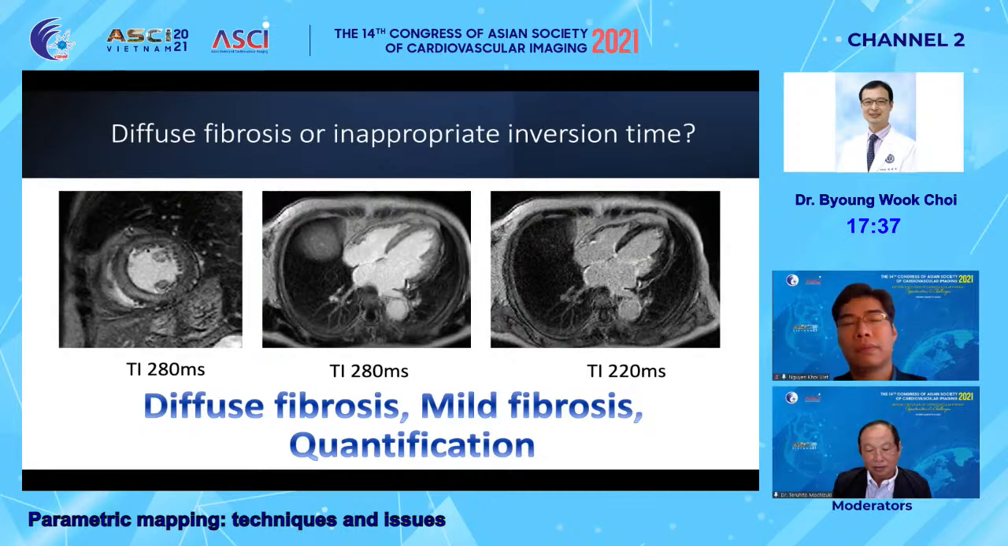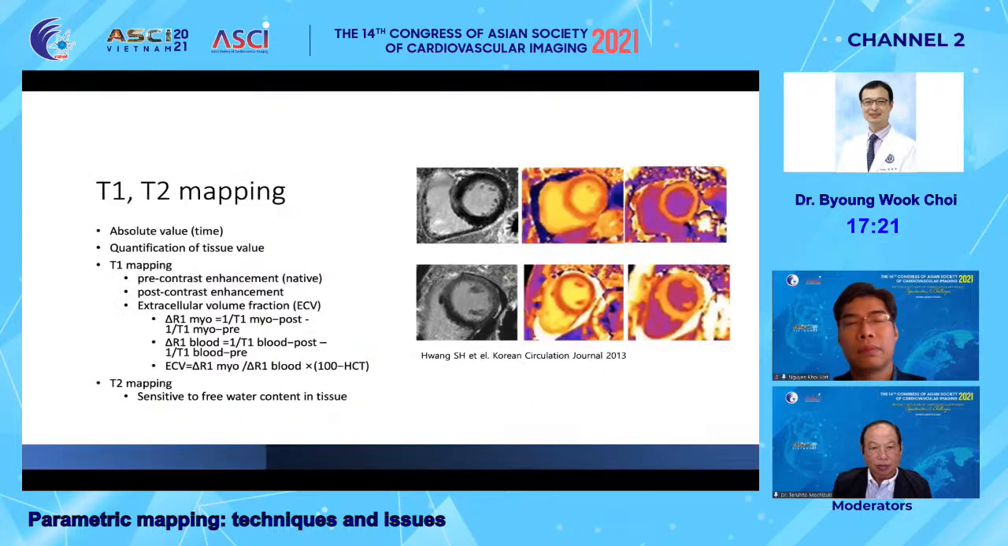But let's think about real cases with diffuse pathology. For example, diffuse fibrosis causing real diffuse enhancement, or mild fibrosis which does not accompany apparent LGE, or when we need to quantify the enhancement intensity. T1 and T2 mapping technique is a promising solution for these cases. It provides absolute value as time, so the measurement is quantifiable.